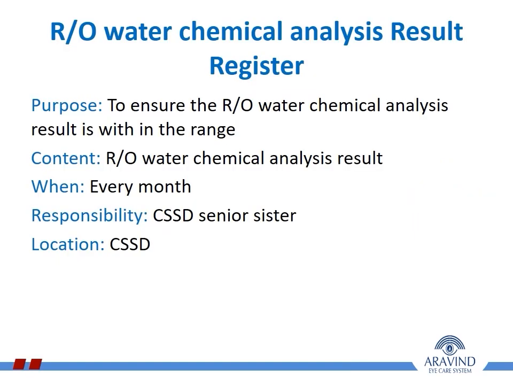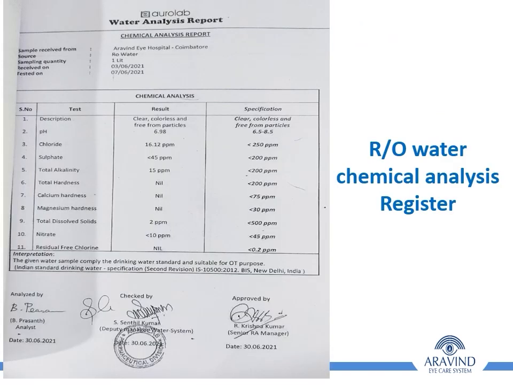RO water chemical analysis results register. The purpose is to ensure the RO water chemical analysis result is within the normal range. It contains RO water chemical results entered in. The entry is done every month. The picture shows the RO water chemical analysis register.